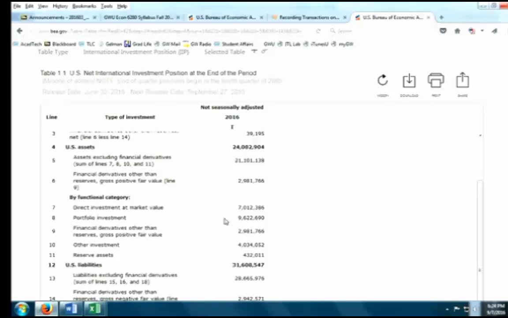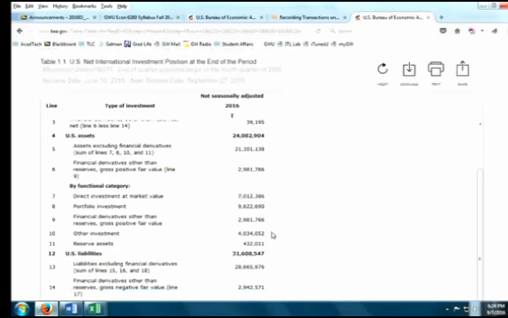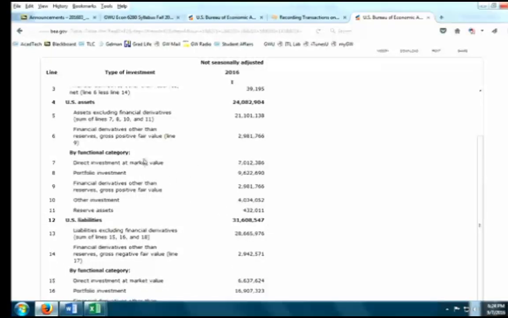Now let's break it down by functional category, because that's a little bit more interesting. Direct investment at market value. So direct investment, ownership share more than 10% in companies. $7 trillion worth of companies' assets are owned by U.S. citizens or U.S. residents. $7 trillion worth of companies. All of those companies are generating income and returns to the shareholders, stockholders, the owners of those particular companies here in the United States.